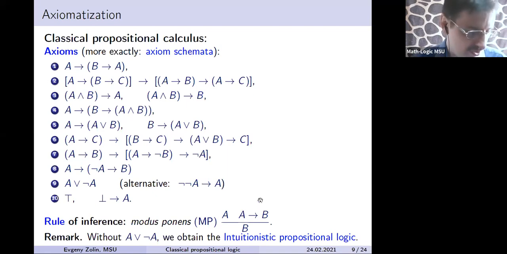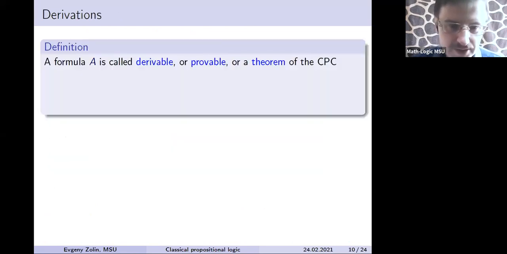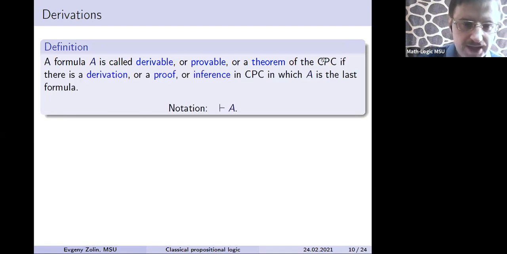This is another propositional logic that is quite important in mathematical logic. Perhaps you remember the notion of provable formulas in a calculus. For example, this calculus. A formula is called provable, or derivable, or a theorem of this classical propositional calculus, CPC standing for classical propositional calculus, if there is a derivation, or a proof, or sometimes called an inference, in this calculus in which this formula is the last formula.